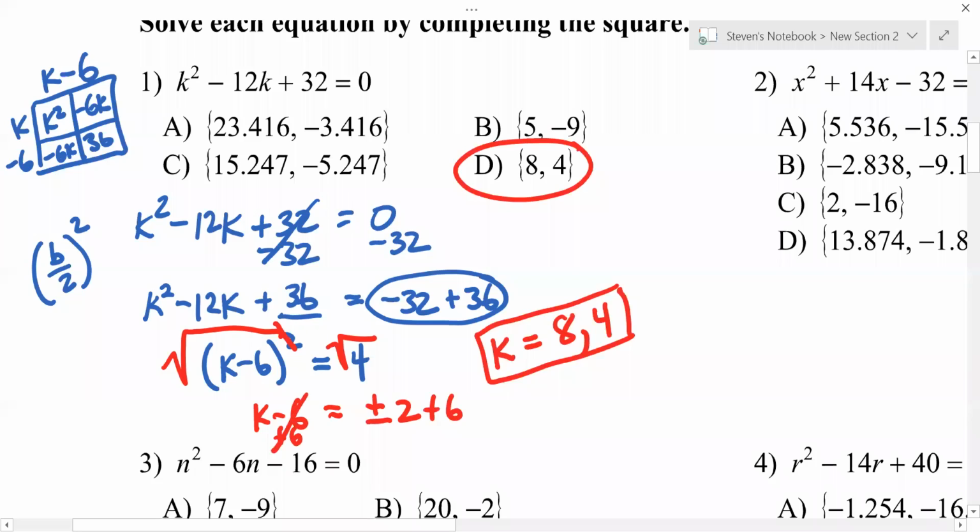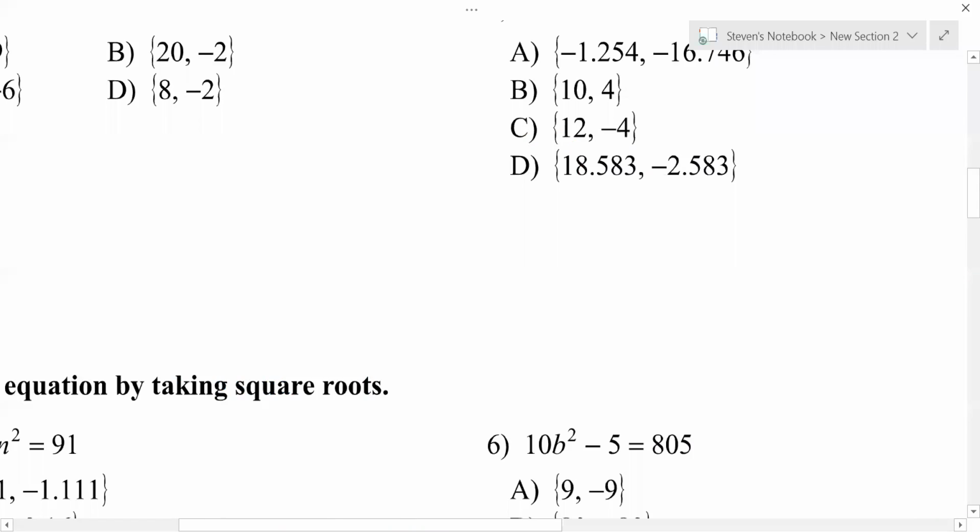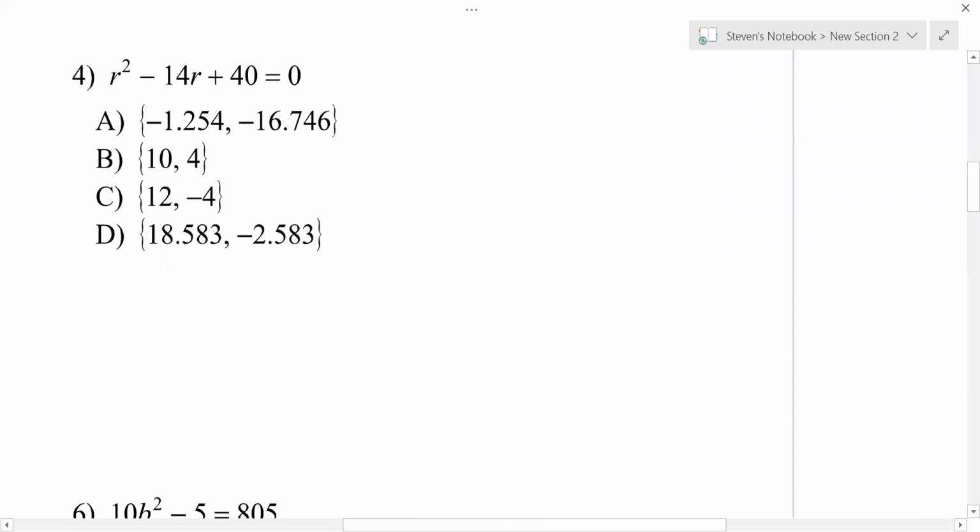Let's go, I guess I'll go down here and do number 4. It gives me some more space here. Okay, so number 4, first thing I want to do, just like last time, is I don't want that c term to be on the same side as the quadratic. So I'm going to minus 40 from both sides. And then I'll rewrite it over here. So r squared minus 14r equals 0 minus 40, which is negative 40.